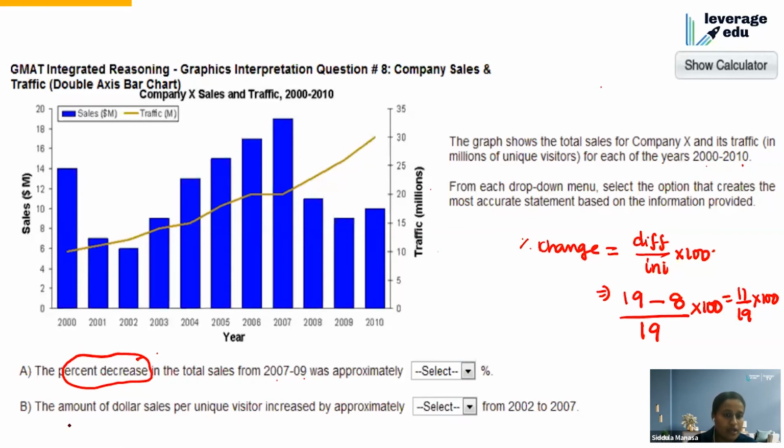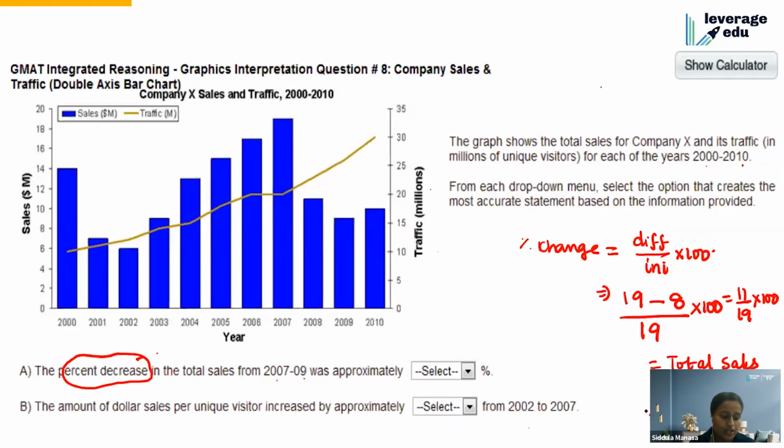Now, what is the next question asking for? The amount of dollar sales per unique visitor increased by approximately how much from 2002 to 2007? So what is he clearly asking for? Amount of dollar sales per unique visitor. That means he is asking for total sales out of total traffic.